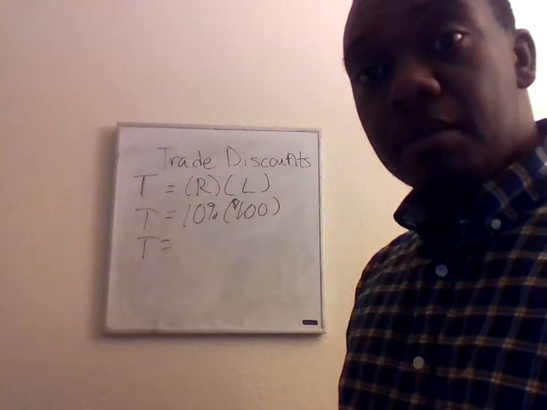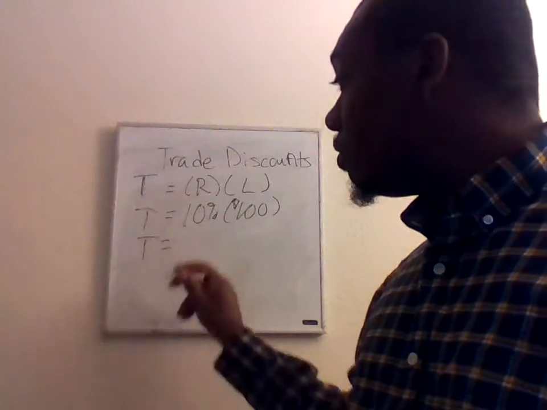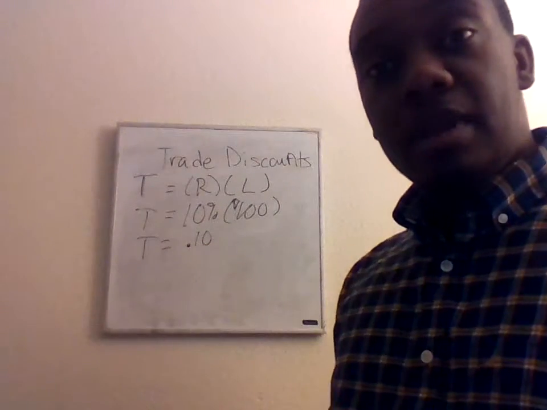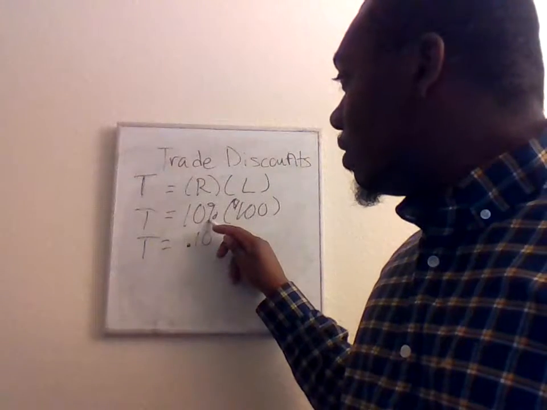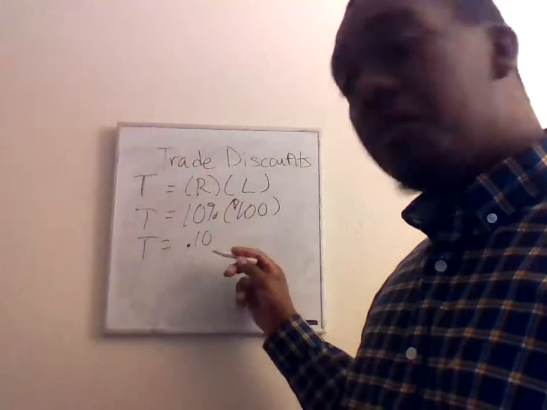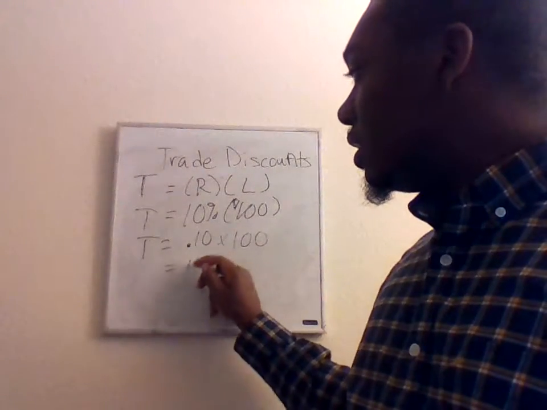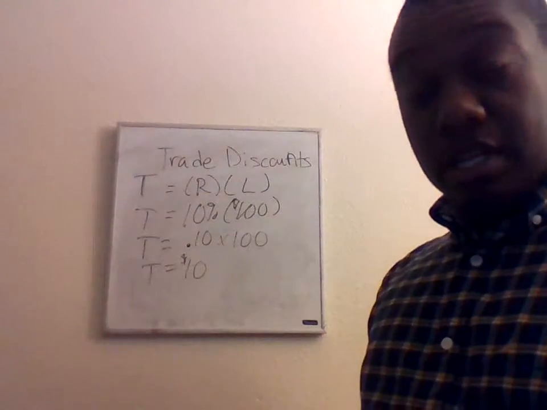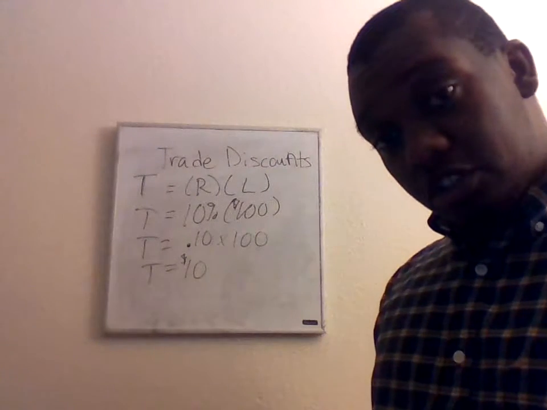We learned in a previous chapter that percent just means out of 100. So this is 10 out of 100, or 0.1. You may remember we also looked at how to change percents to decimals. You just move the decimal to the left two places. So 0.10 times 100, and in this instance, we get $10 as our trade discount. That means we have a reduction from the list price of $10 available to us.